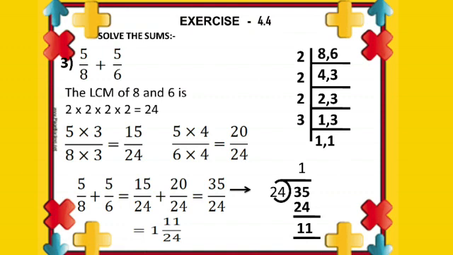So you keep 24 as the denominator and find the equivalent fractions for 5 by 8 and 5 by 6. The equivalent fraction for 5 by 8 is 15 by 24 and the equivalent fraction for 5 by 6 is 20 by 24. So when you add these two equivalent fractions, 15 by 24 and 20 by 24, you get the answer as 35 by 24. As it is an improper fraction, you divide it. When you divide it, you get the answer as a mixed number, which is 1 11 by 24.